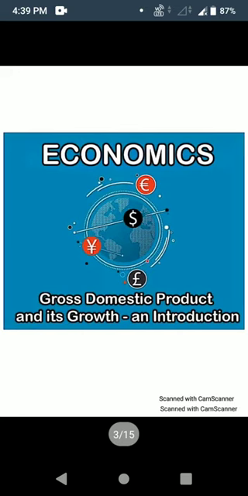Yes, right. Next, we have learned that economics is again divided into two. That is microeconomics and macroeconomics. Isn't it? Do you know what is microeconomics? Yes, study of individual. At the same time, macroeconomics means study of country or government. Okay.